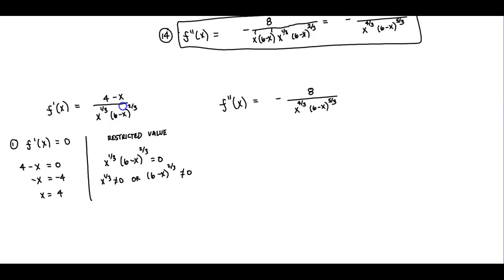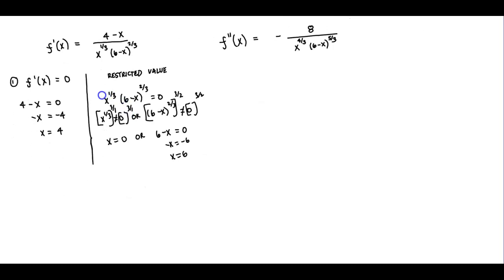So that means if we took the reciprocal and raised both sides to 3/1, then x is going to equal 0. Or over here, we can raise it to the reciprocal. So we get 6 minus x equal to 0. Negative x is equal to negative 6, and so x is equal to 6.